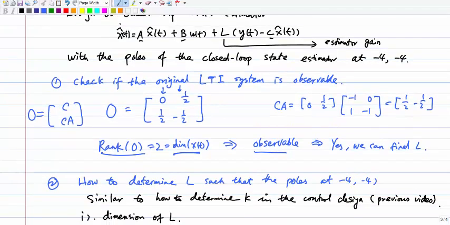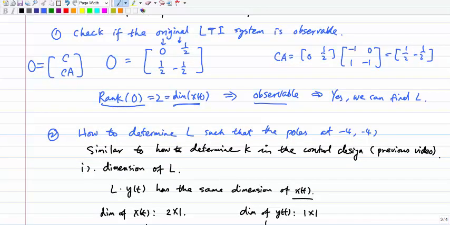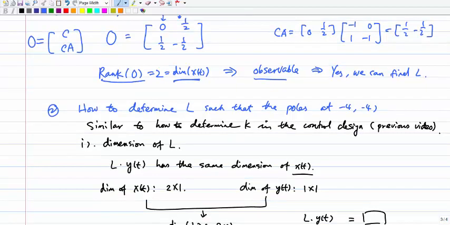So the next step is, how do I determine L such that the poles of A minus LC are at -4, -4? So that's the next problem. This approach is very similar to how we design the control parameter K in the control design. In the previous day, I talked about the control design, so this idea is very similar, okay? So the first step, I want to figure out what the dimension of L is, before I do something, because L is not necessarily a scalar, okay.